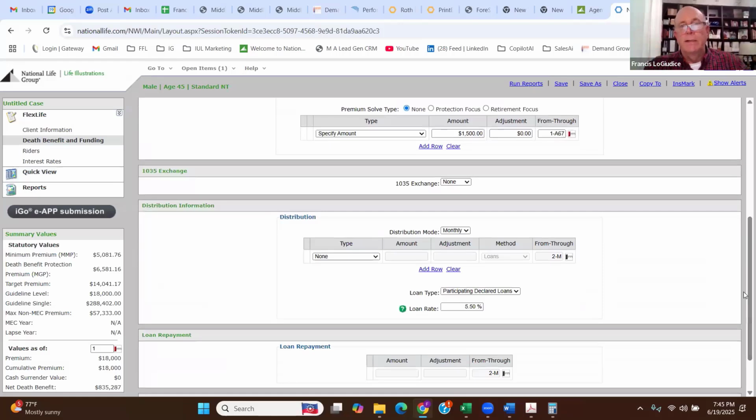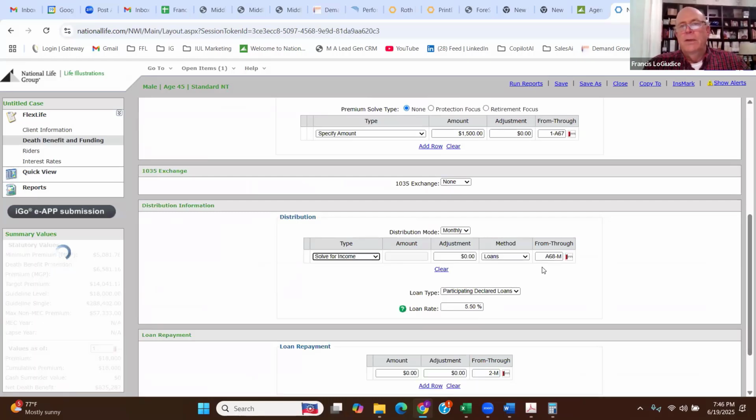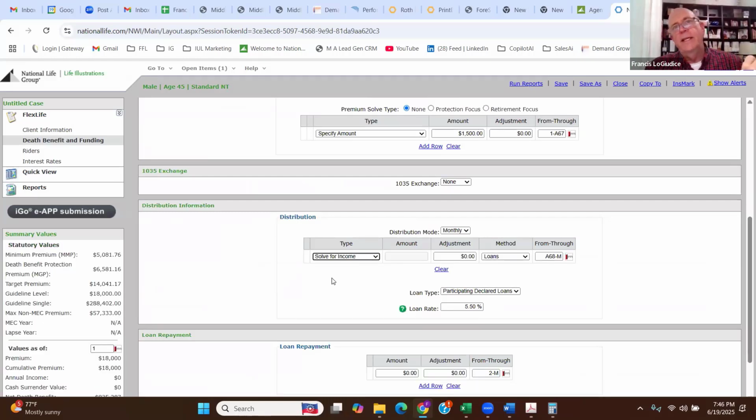Now, the way you do it here, all carriers, you need to go and practice with your different carriers, but they all have some kind of a distribution or withdrawal that you can click on and select when and how much. I like to use the solve for income. This does activate a rider, but it doesn't activate until they start pulling the money out. And once they start pulling the money out, it is guaranteed, just to let everybody know that.